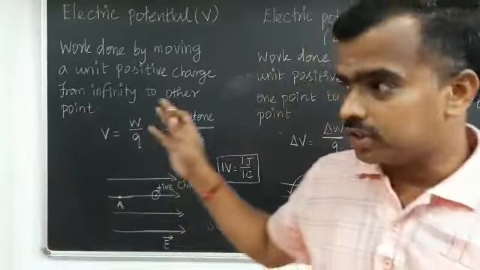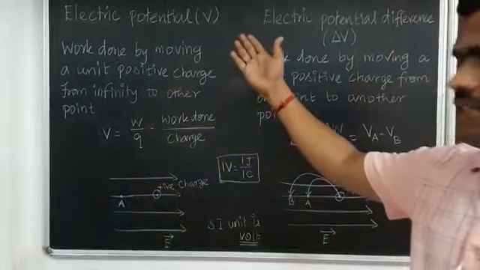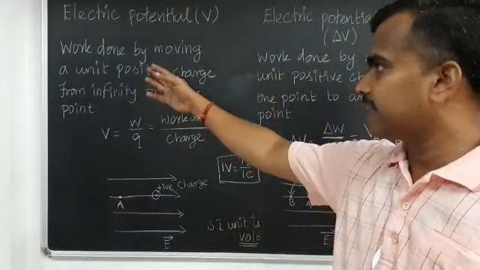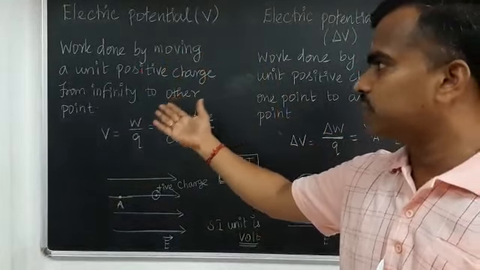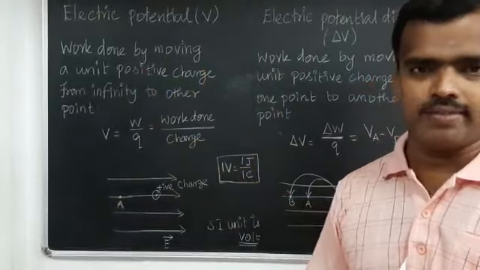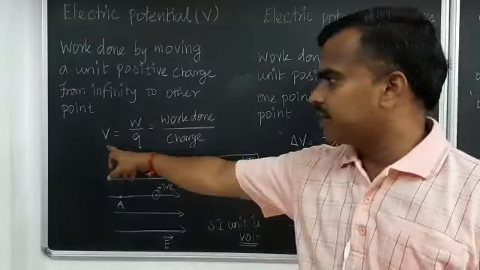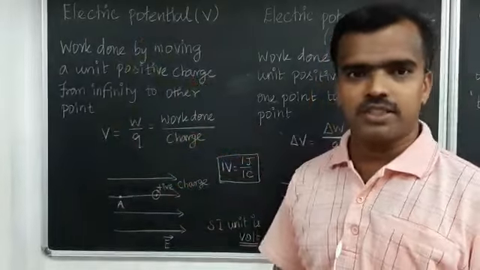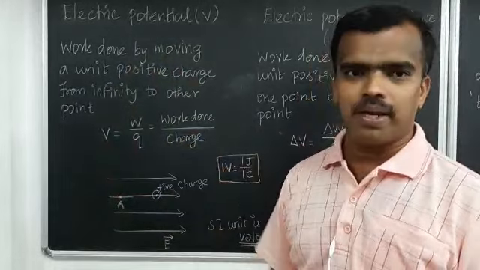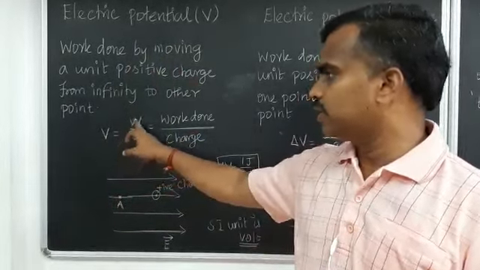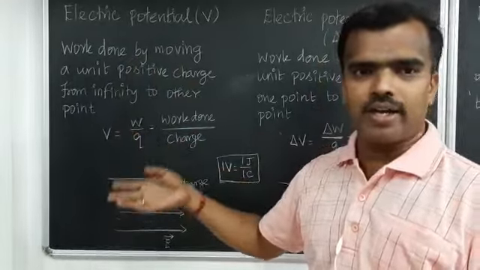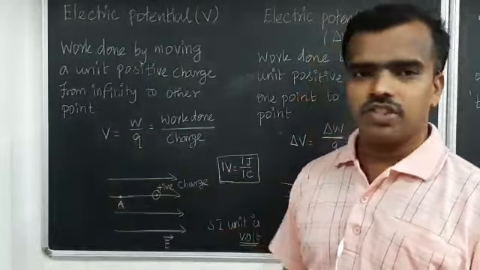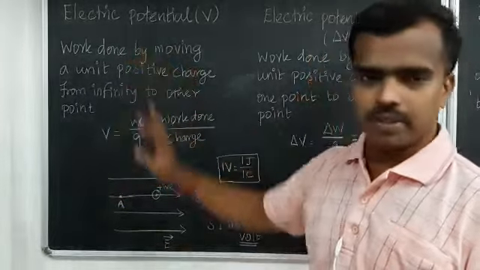Now we move on to this. Electric potential. What is electric potential? It is the work done in moving a unit positive charge from infinity to another point. Generally the electric potential is written with the symbol capital V, which is equal to W by Q, where W is work done or energy, divided by charge. That gives us the electric potential.